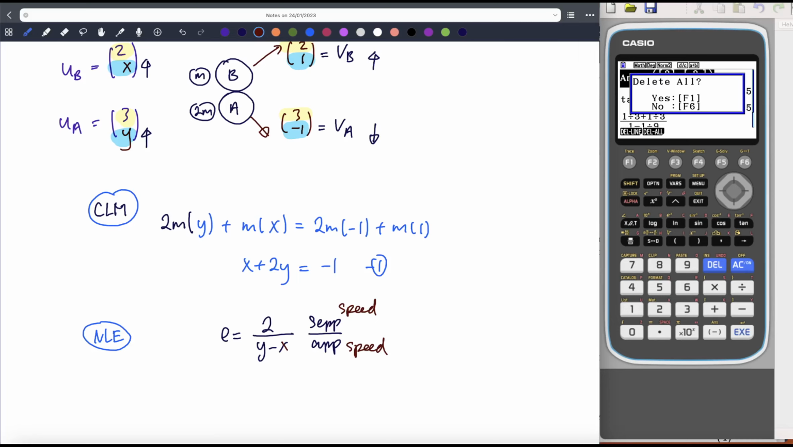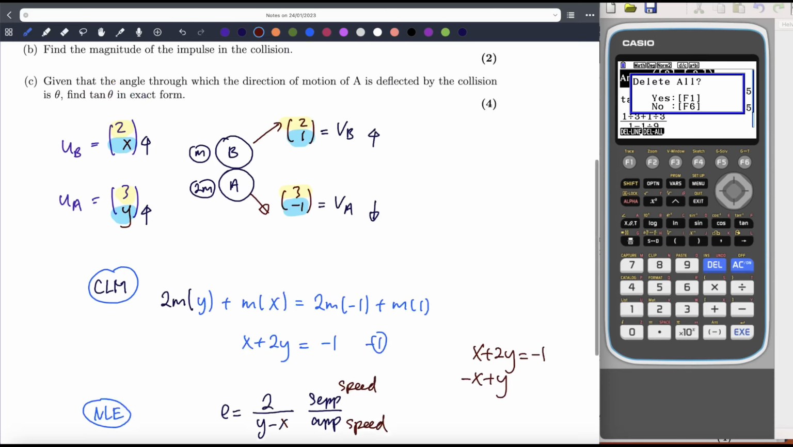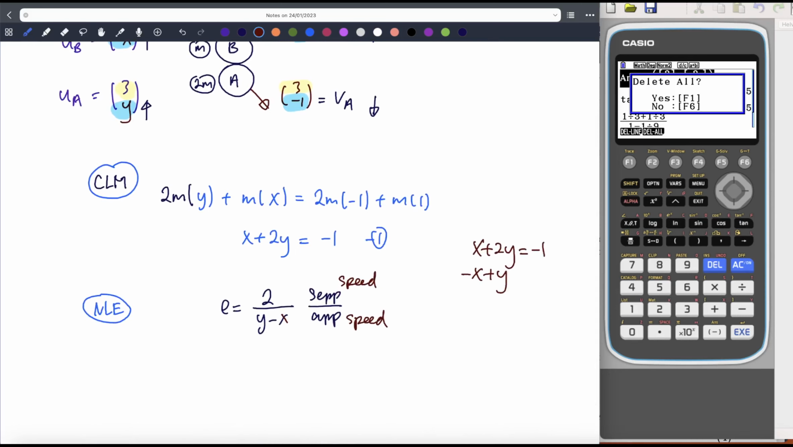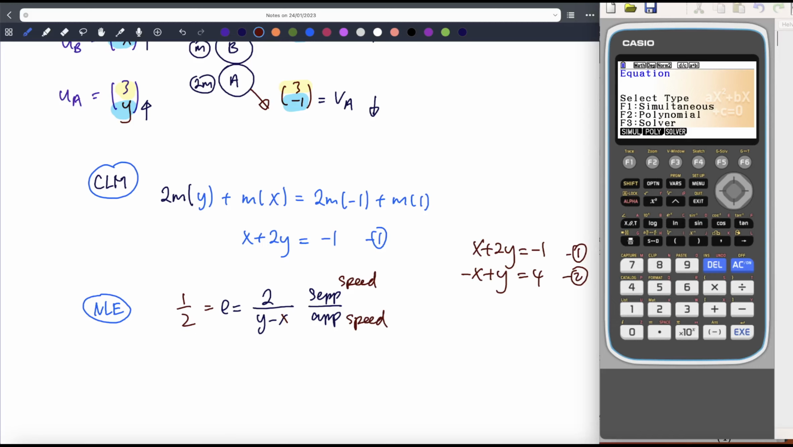Now you've got a simultaneous equation, which is x plus 2y equals minus 1, and minus x plus y times e. What was e? e is a half. Since e is a half, that gives you 2 divided by a half, which is 4. So you've got 2 equations, because e goes to a half. When we solve our simultaneous equations, 2 unknowns: 1, 2, minus 1, minus 1, 1, and 4. So x is minus 3, and y is 1.